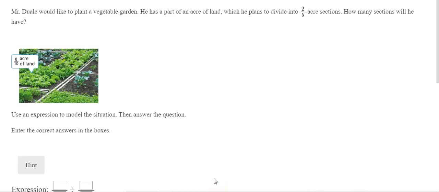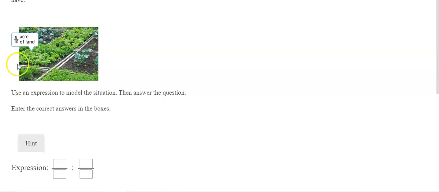Okay, we're on the On Your Own section of lesson 2 of module 3. So Mr. Duell would like to plant a vegetable garden. He has a part of an acre of land, which he plans to divide into 2 acre sections. How many sections will he have? So let's look at the picture to see his land.